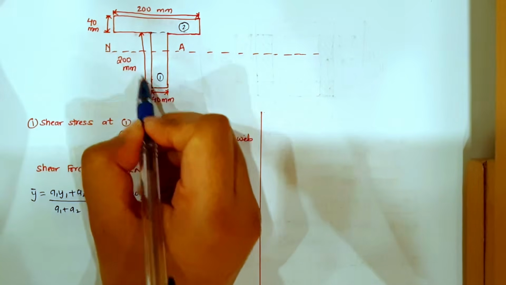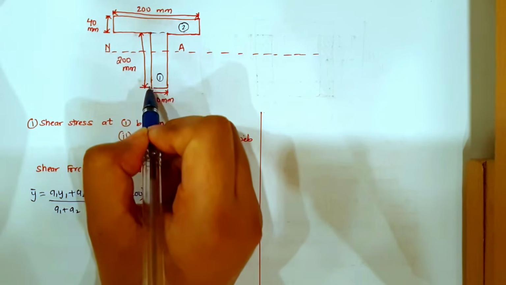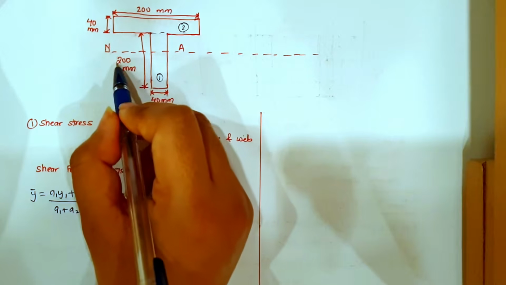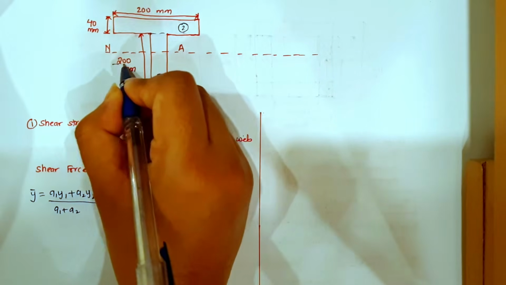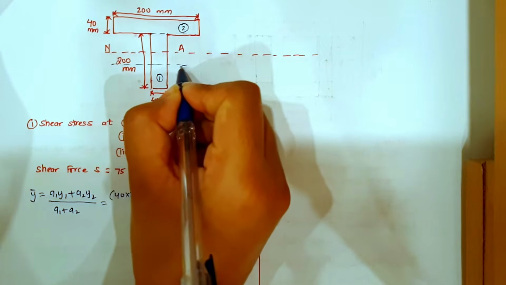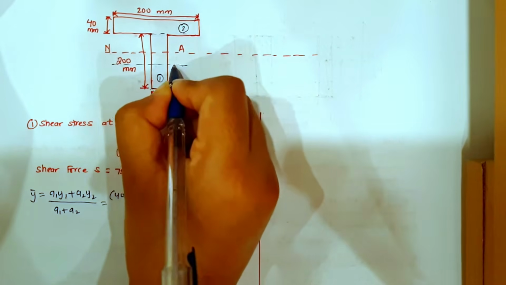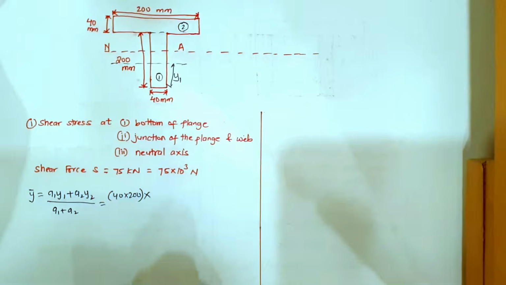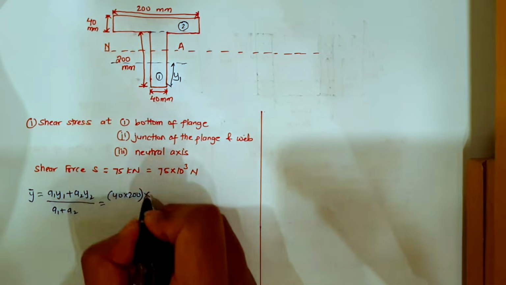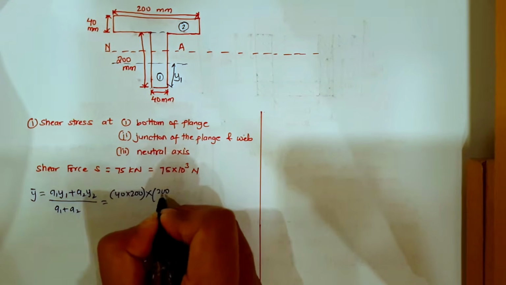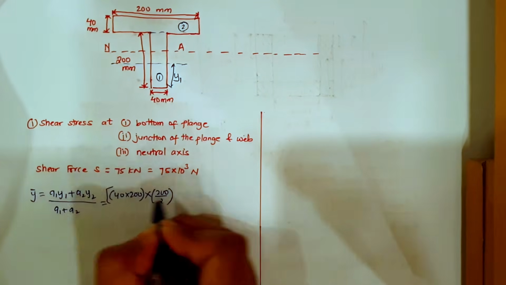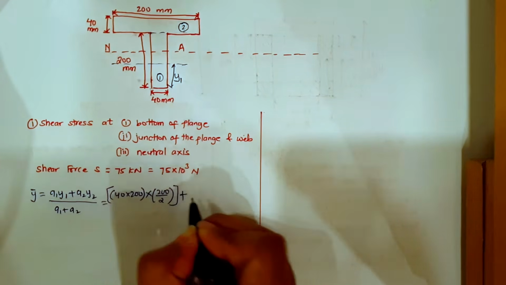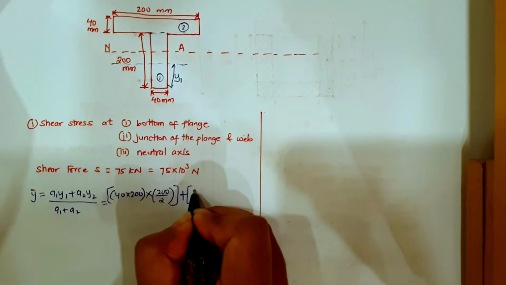Where will its Y bar be? Its total depth is 200. So Y bar will be at half of this section. Half means here, right? This much is your Y1. How much will this be? It will be 200 divided by 2. So this is your A1 Y1 plus A2.